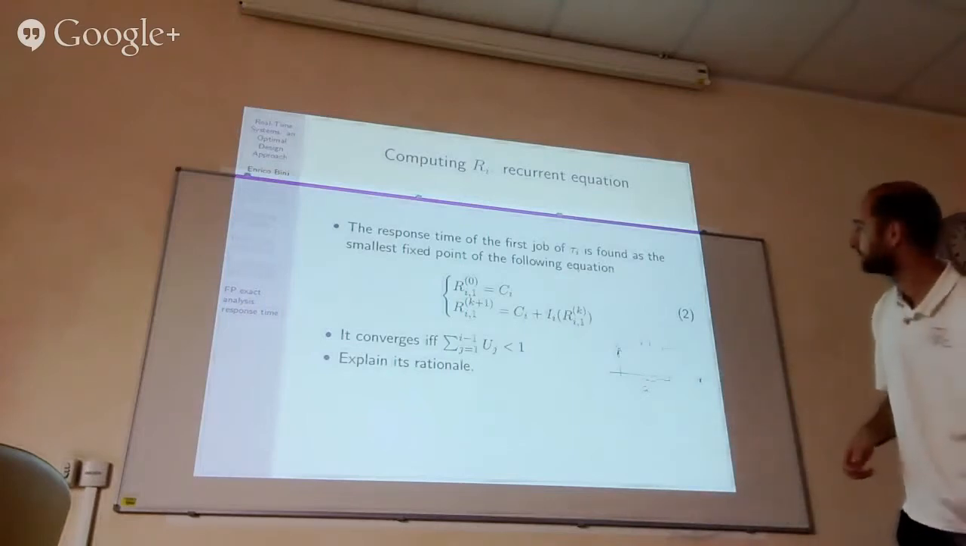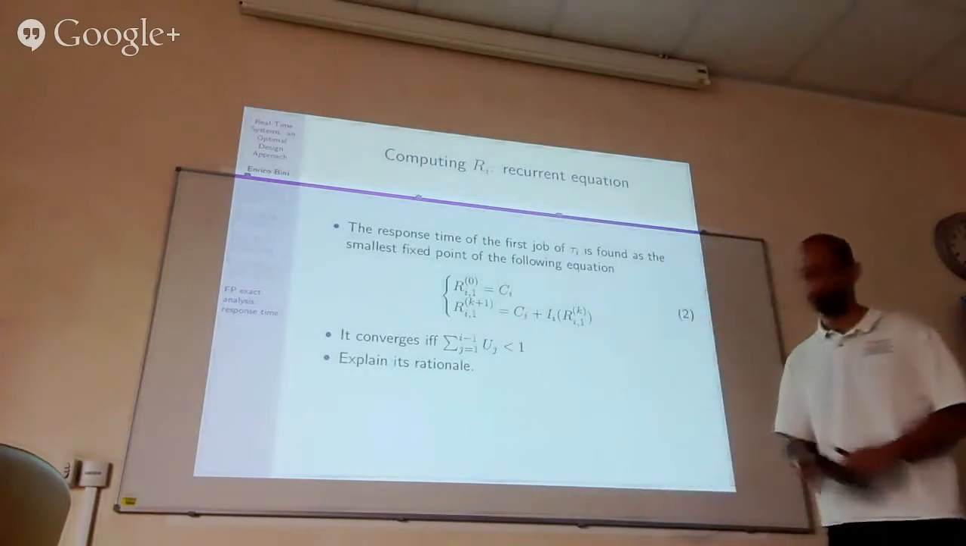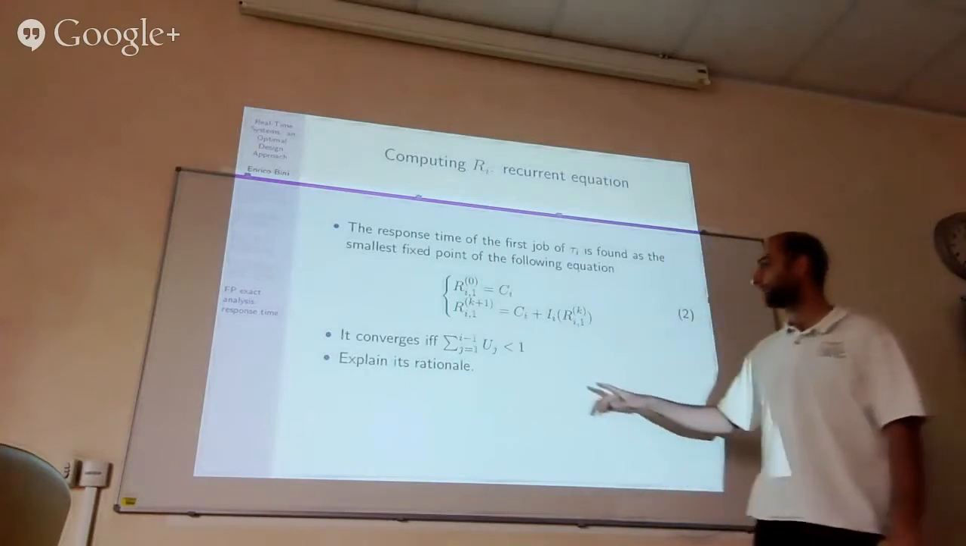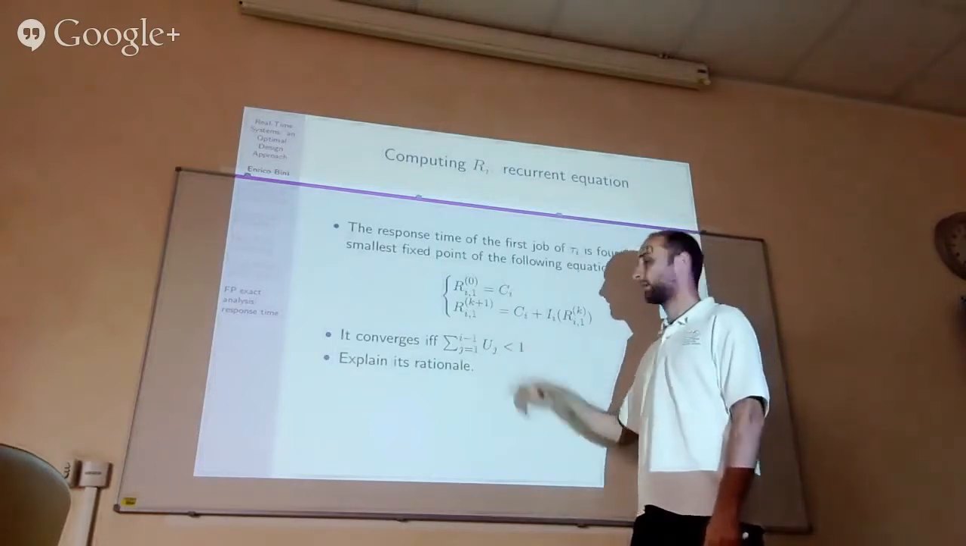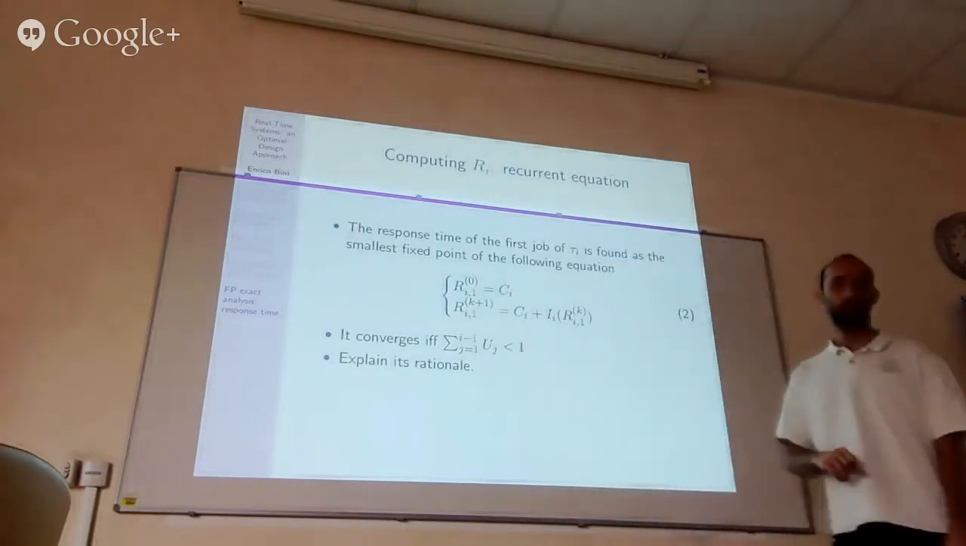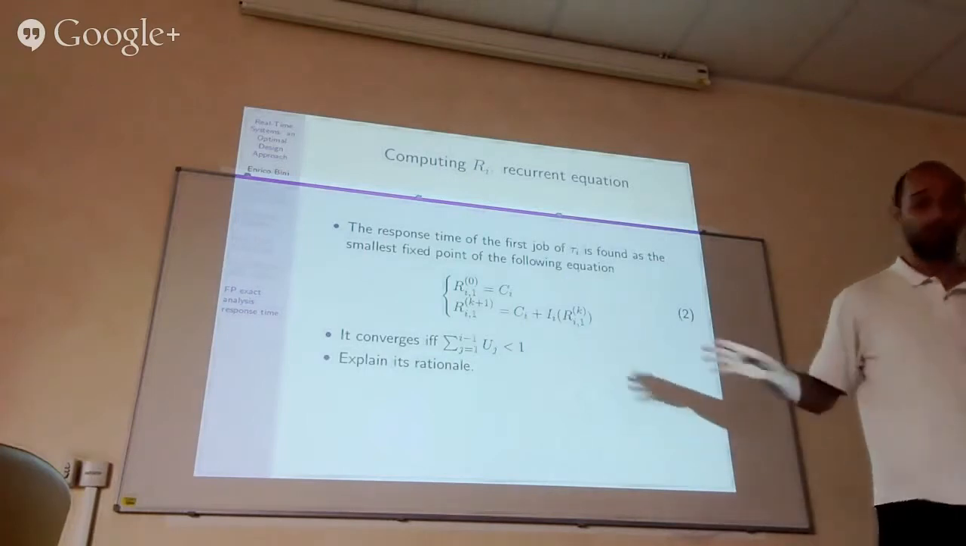Now, this iteration is proved to converge if and only if utilization is less than 1. Okay? Let me explain its rationale basically with this drawing.